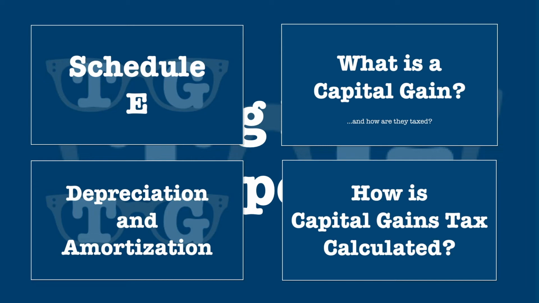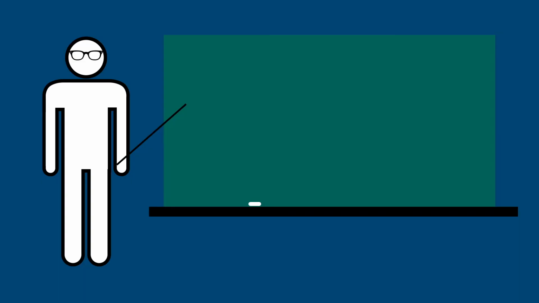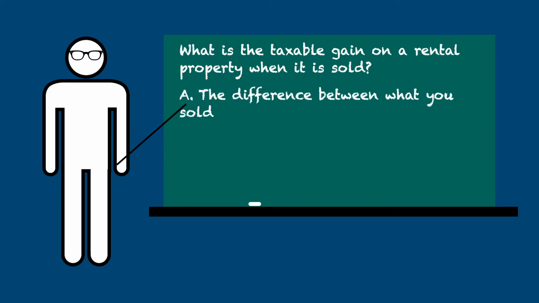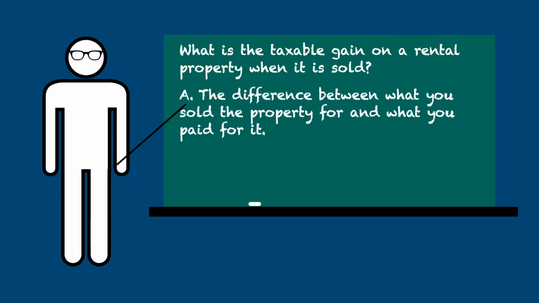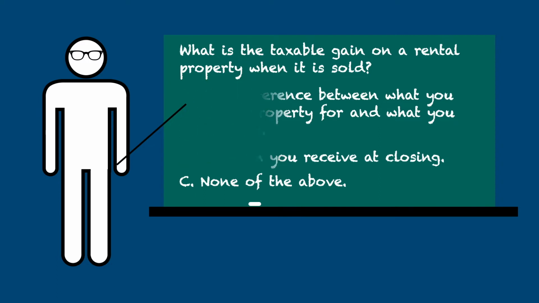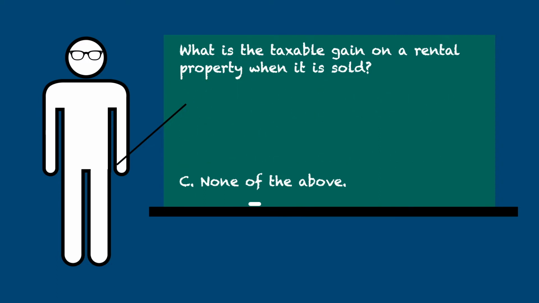We'll start with a little pop quiz. The first question is multiple choice. What is the taxable gain on a rental property when it is sold? A. The difference between what you sold the property for and what you paid for it. B. The amount of cash you receive at closing. Or C. None of the above. If you selected C, you are right. Although the figures from A are used in calculating the gain, the figure from B has absolutely nothing to do with your taxable gain.